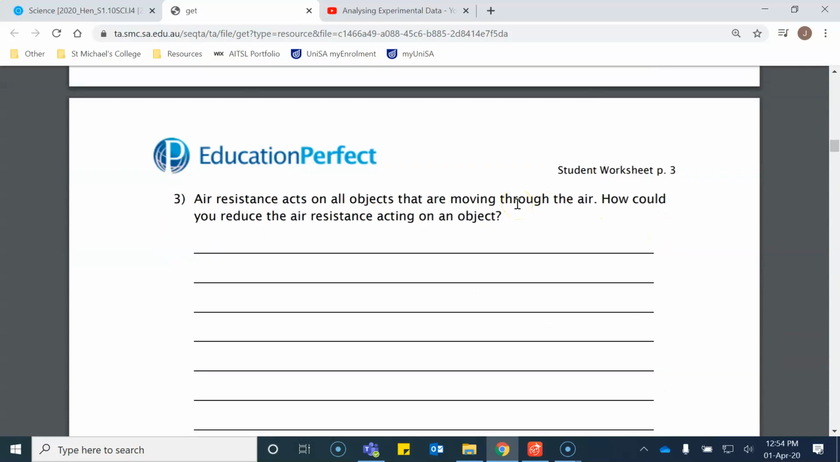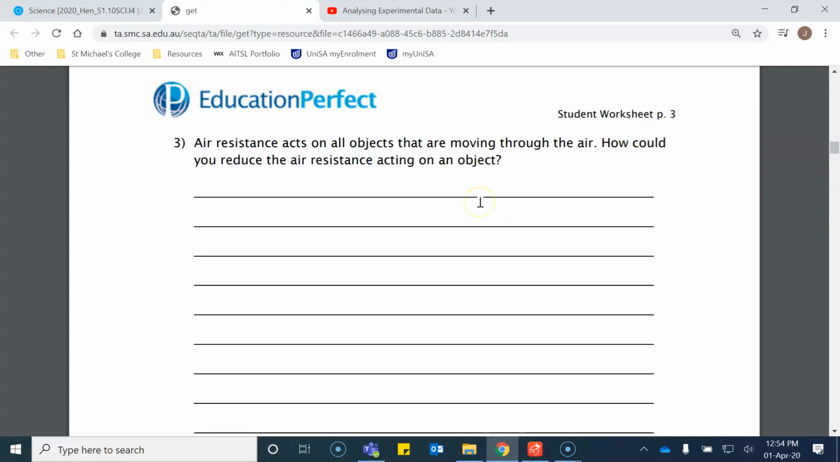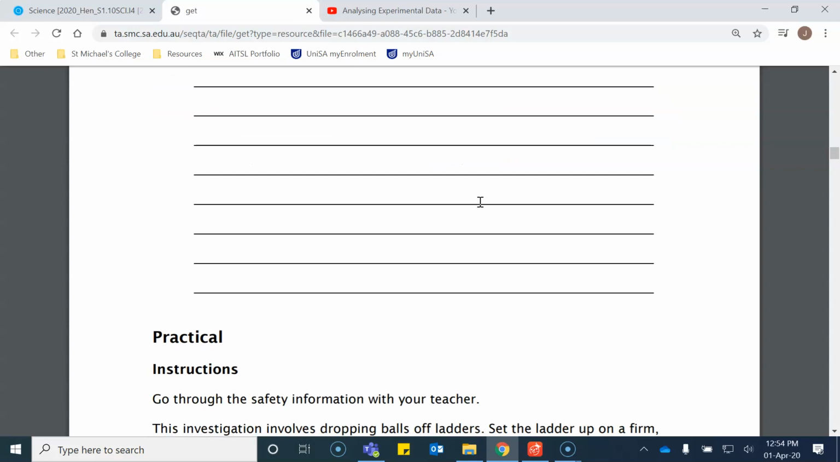Air resistance acts on all objects that are moving through the air. How could you reduce the air resistance acting on an object? Now, I'm not going to discuss that one right now because hopefully by the end of the lesson you will be able to consider some of the things that affect the air resistance acting on an object.